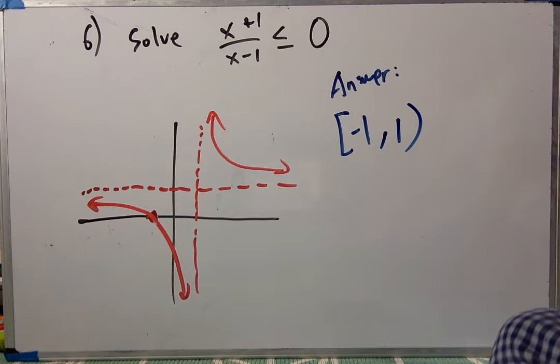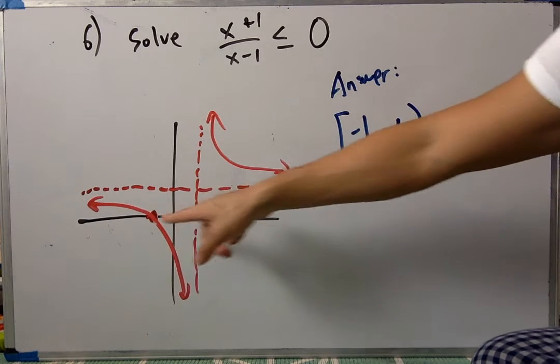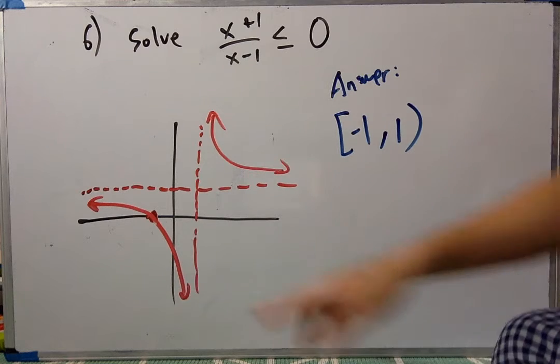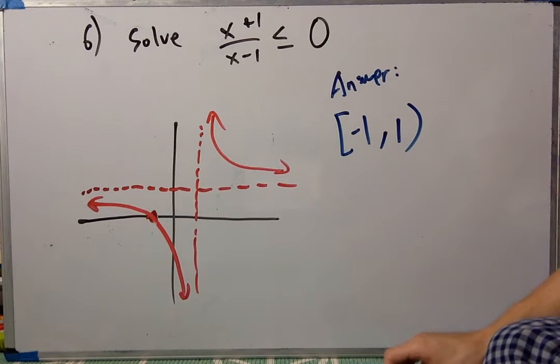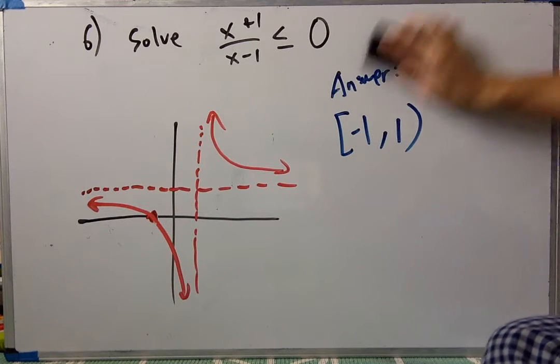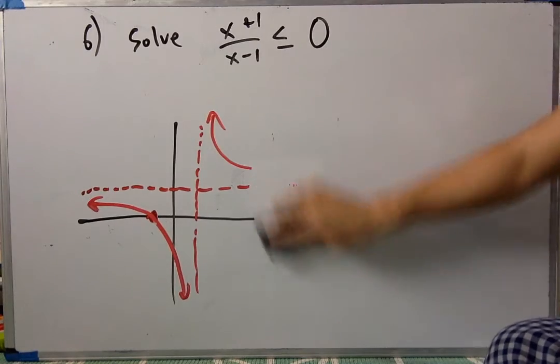That's just using the graph to figure out the solution for when it's less than or equal to 0. When is my graph below the x-axis, in other words? That's it. Okay, let's try number 7 as well, using also the graph.